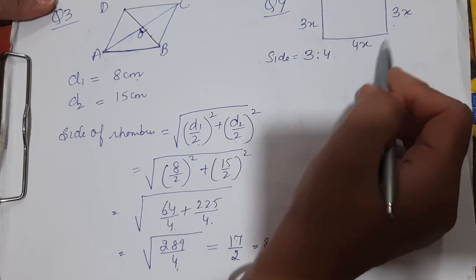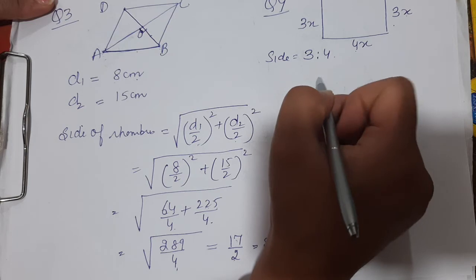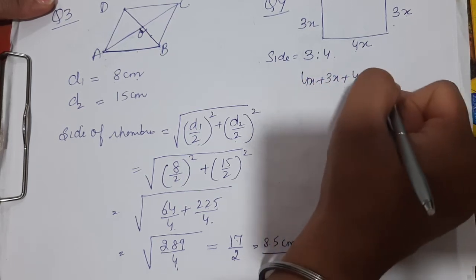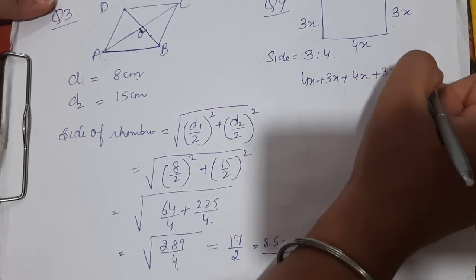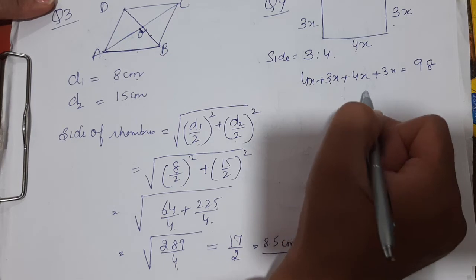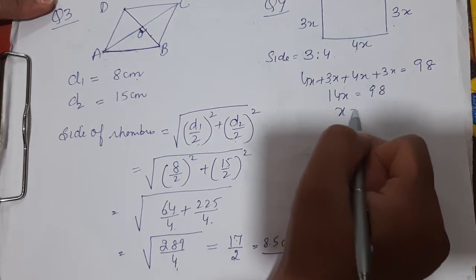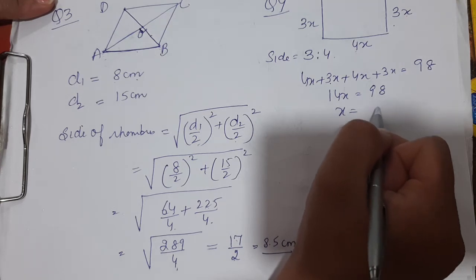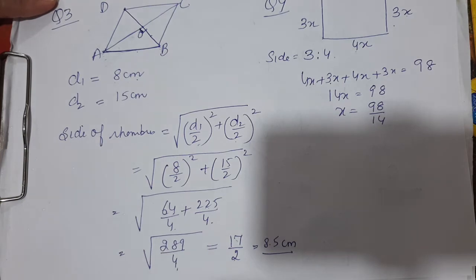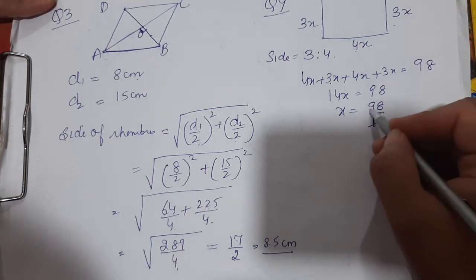So what is the perimeter? Perimeter means sum of all the sides. So therefore, 4x plus 3x plus 4x plus 3x. The total is equal to 98. 3 plus 4 is 7, 7 plus 7 is 14. 14x is equal to 98. So what is x equal to, beta? x is equal to 98 divided by 14. So when you divide it on the table of 14, 14 sevens are 98.